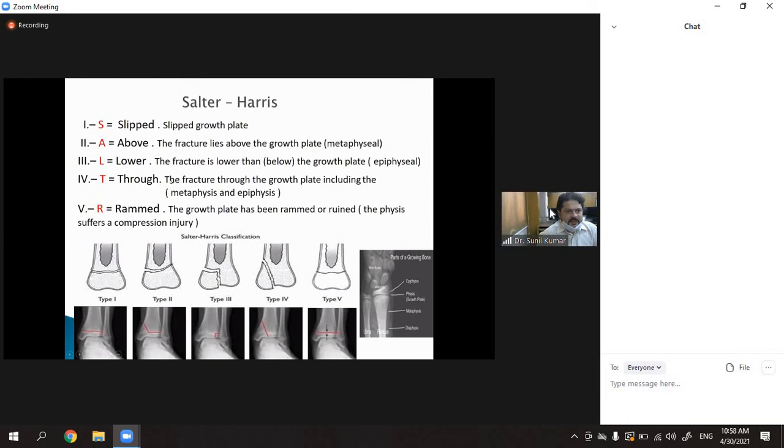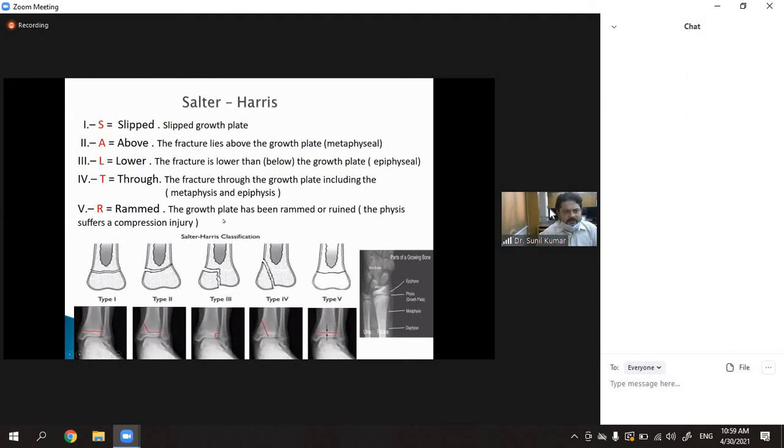Type 2 is the fracture lies above the growth plate, that is in the metaphyseal region. And then type 3, the fracture is lower, below the growth plate, an epiphyseal fracture. And type 4, through. The fracture goes through the growth plate, including the metaphysis and epiphysis. This is type 4. In the picture, you can clearly see that the fracture has crossed the epiphyseal region and metaphyseal region. This is through and through.